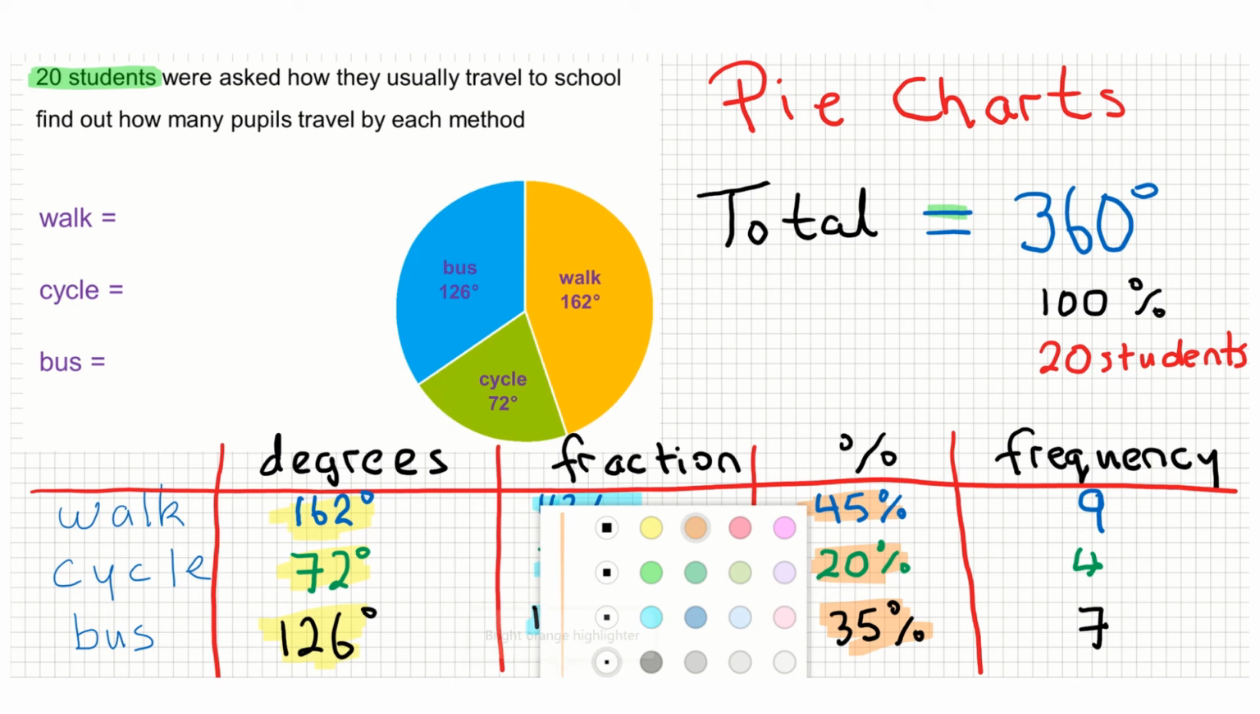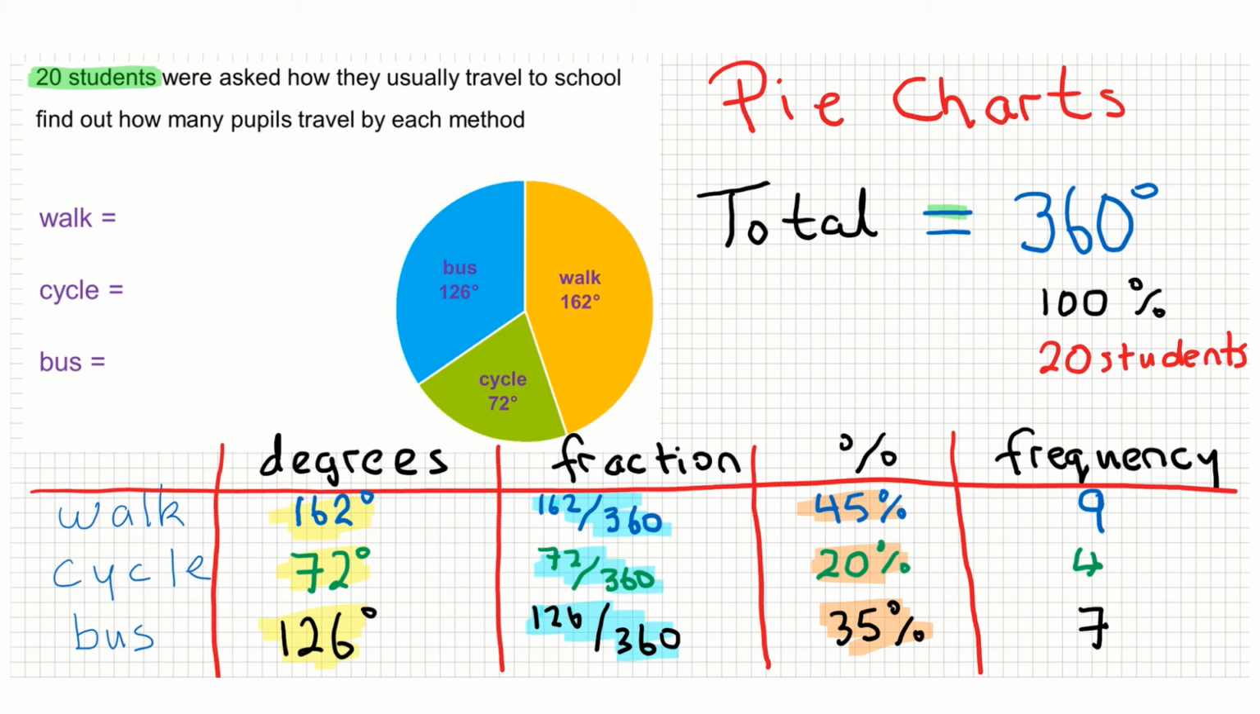And when we add up the frequency, we should get the total number of students that we spoke about in the first place. 9 and 4 is 13, 13 and 7 is 20. So there's our 20 students. Okay, so let's just transfer this information onto the pie chart. So the frequency of walkers is equal to 9 walkers. The bus is 7, take the bus, and 4 cycle.